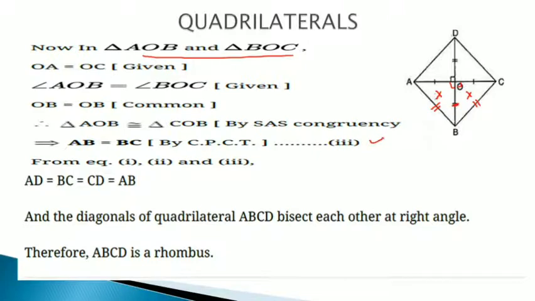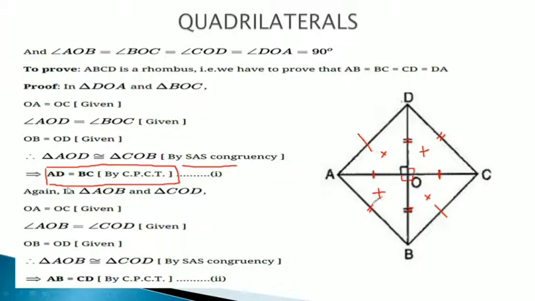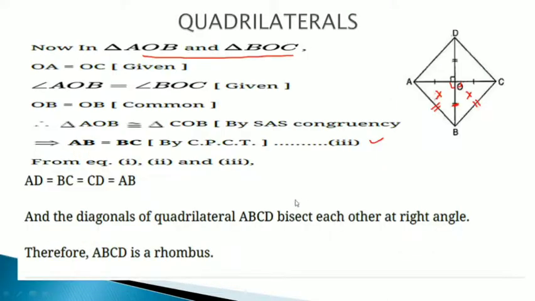Now there are three results we have. First result is AD equal to BC, means these two sides are equal. Second result is these two sides are equal, means opposite sides are equal. And third result is that a pair of two adjacent sides AB and BC are equal. So if you compare the result number 1, 2 and 3, you will obtain that all the four sides are equal. You can understand this way.